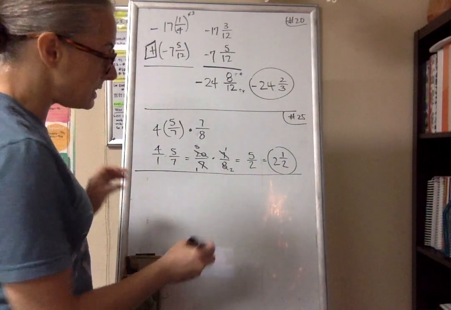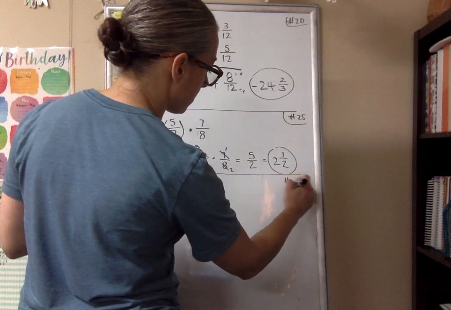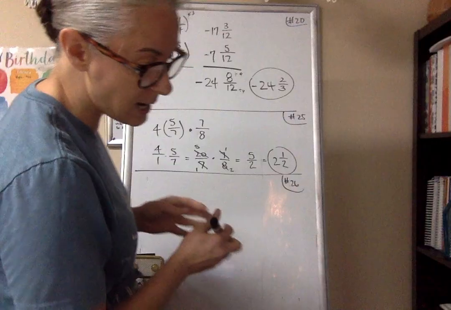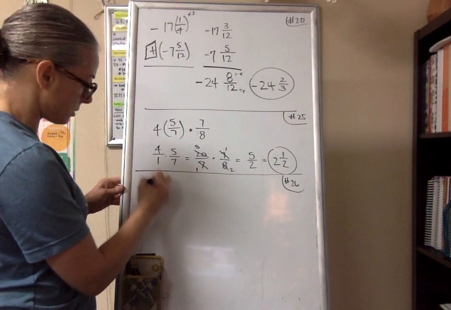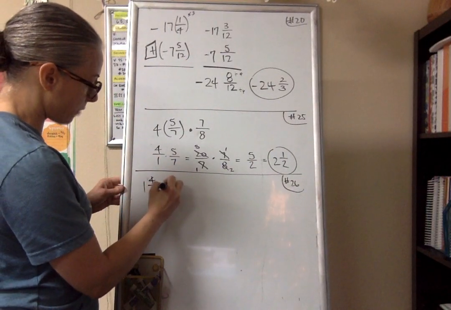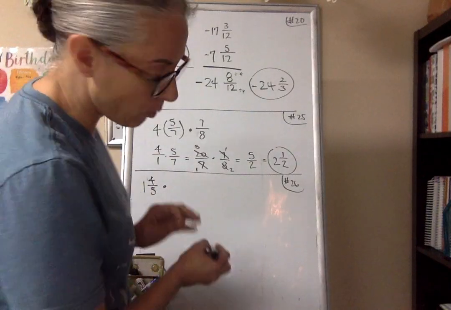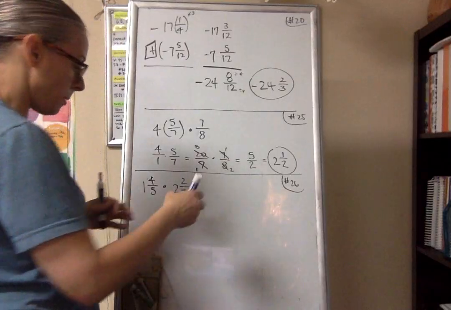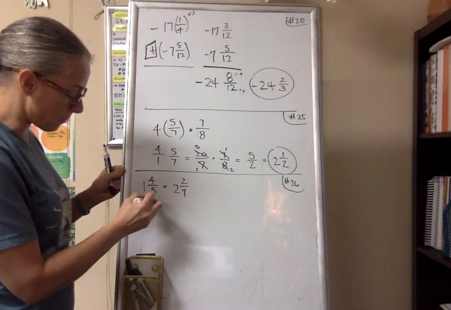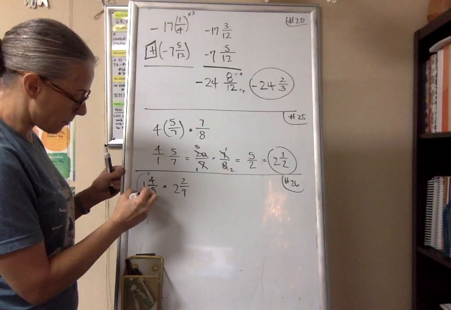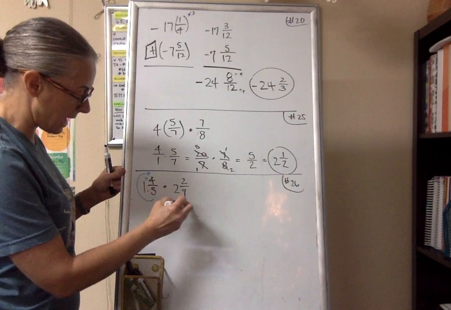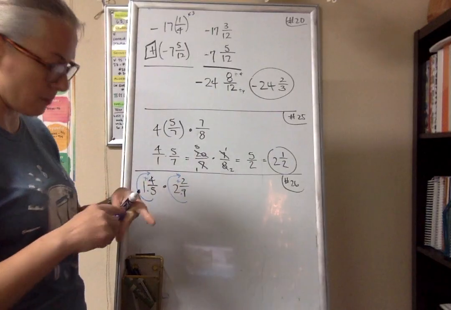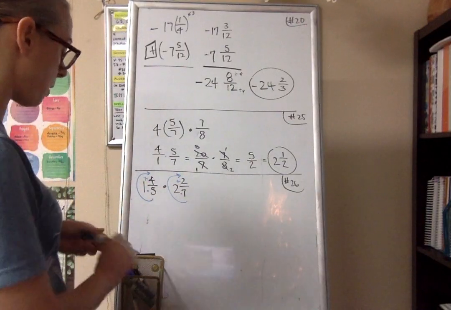And problem 26. It's going to be very similar. I've got some mixed numbers though, and I need to start off by renaming my mixed numbers as improper fractions. So I have 1 4/5 times 2 and 2/9. I'm going to work around from the bottom, work to the left. I'm going to multiply first and then add. I'm going to do this process on both of these mixed numbers and rename these as improper fractions.